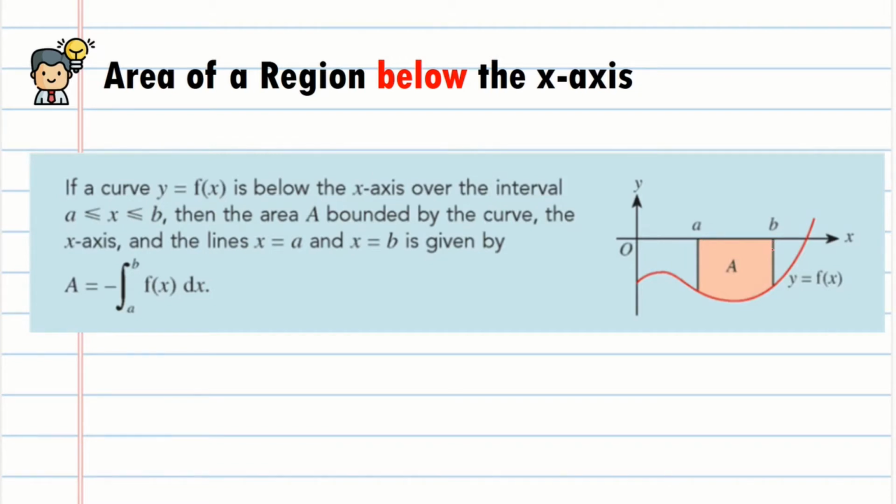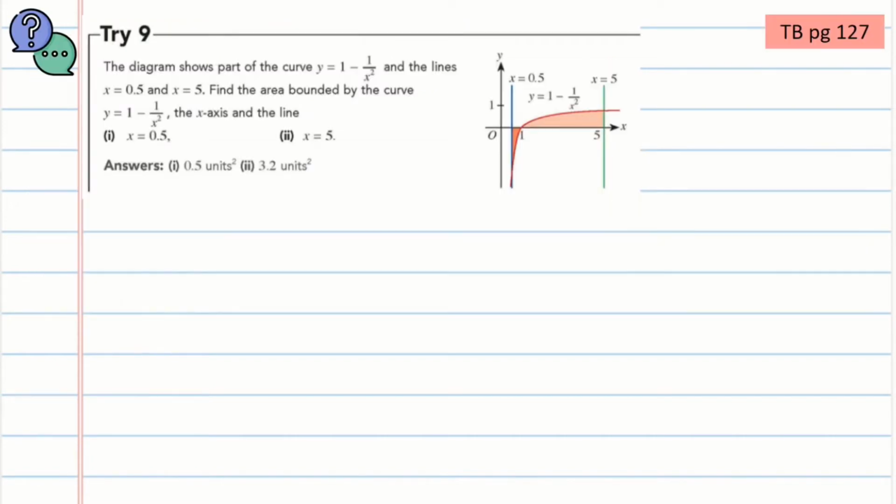However, because we are looking at the area of a region below the x-axis, we will have to apply the negative sign to ensure that the area that we find is going to be positive in value. Let us first take a look at this example, where the diagram shows part of the curve y equals 1 minus 1 over x squared, and the lines x equals 0.5 as well as x equals 5. We want to find the area bounded by the curve, y equals 1 minus 1 over x squared, the x-axis, and the line.